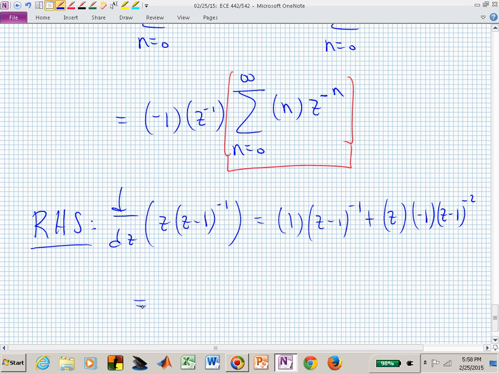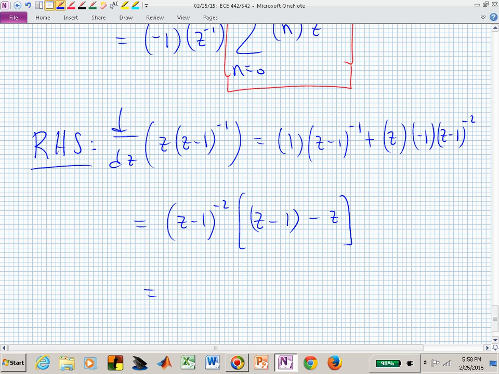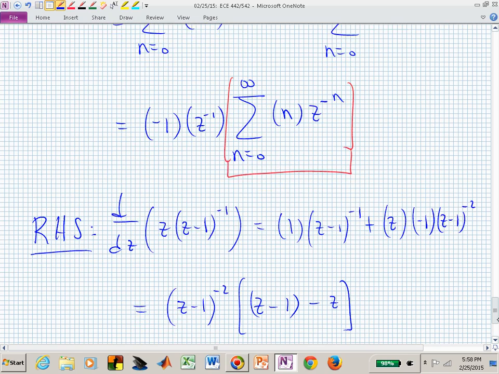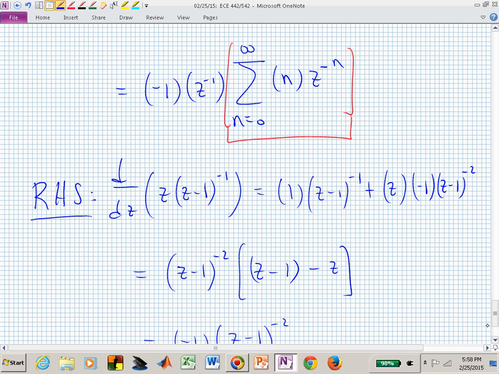I can rewrite this if I factor out a Z minus 1 raised to the minus 2 power. I now have Z minus 1 and minus Z. The Z's cancel, and I'm left with a minus 1 times Z minus 1 to the minus 2. That now I can equate with what I have derived or obtained by differentiating the left-hand side.